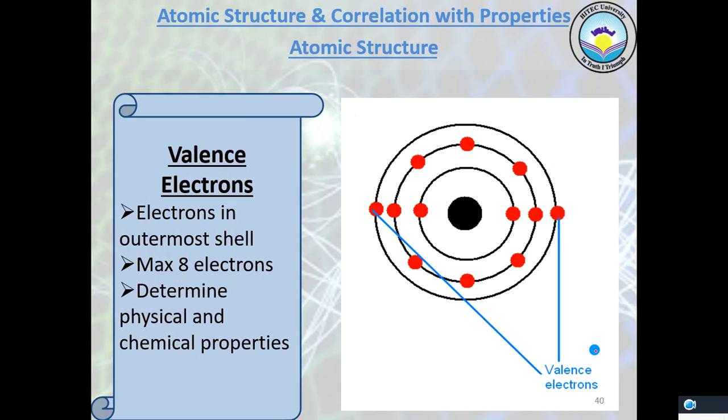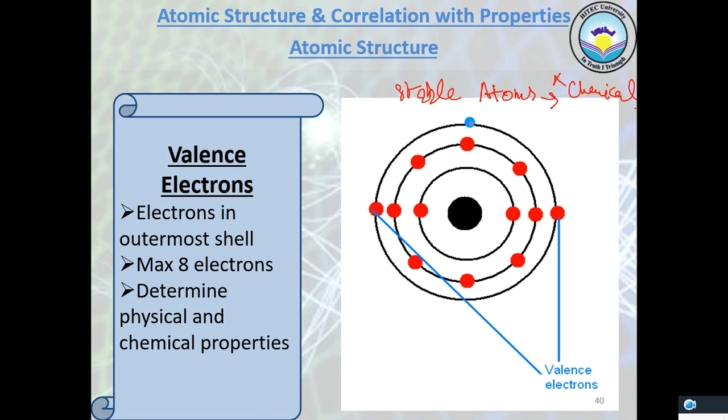So what are valence electrons? Electrons in the outermost shell. If the outermost shell of the atom is completely filled with electrons, then its behavior will be stable. Stable atoms normally are not interested in any chemical reaction, so they are not interested in making any chemical bond, because they are stable and they have a complete valence shell.